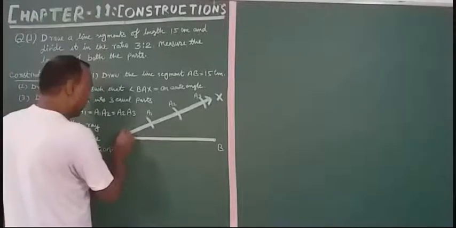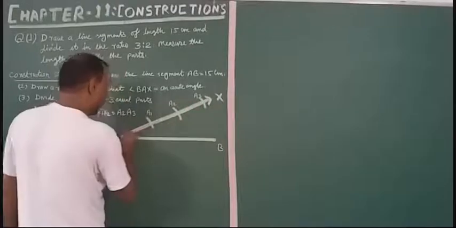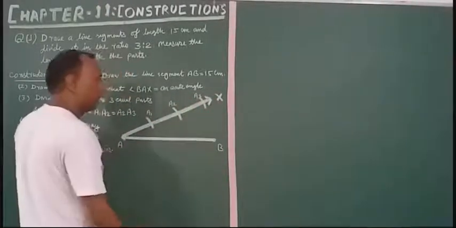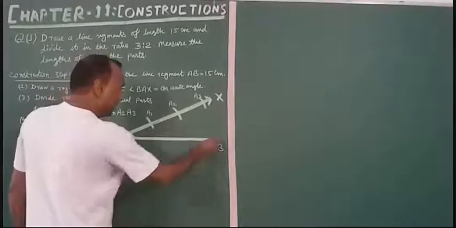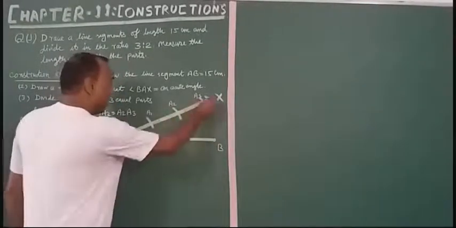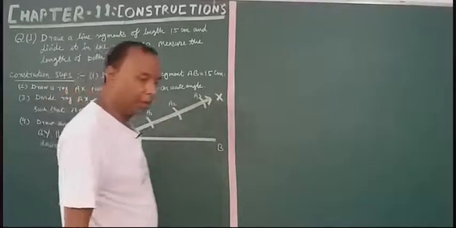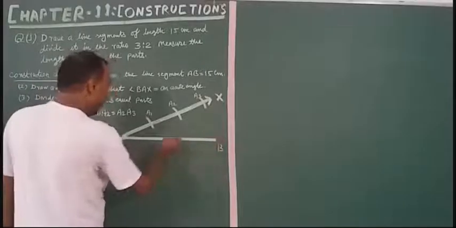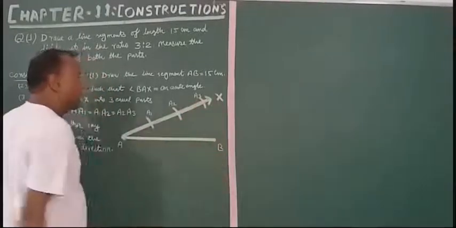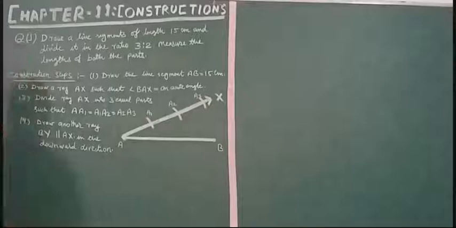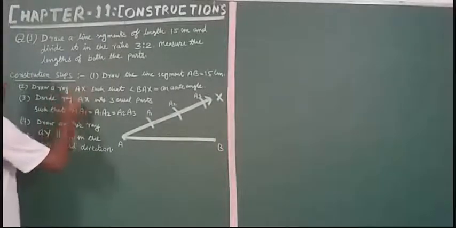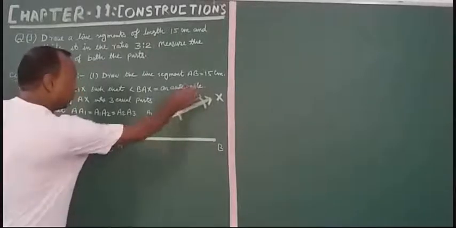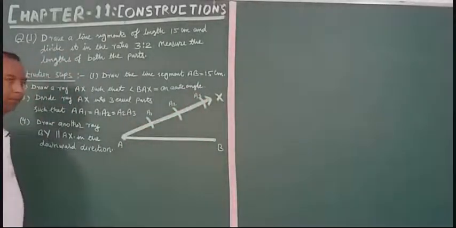draw a ray AX such that this angle BAX is an acute angle. So what is step number 2? Draw a ray AX such that angle BAX should be an acute angle.